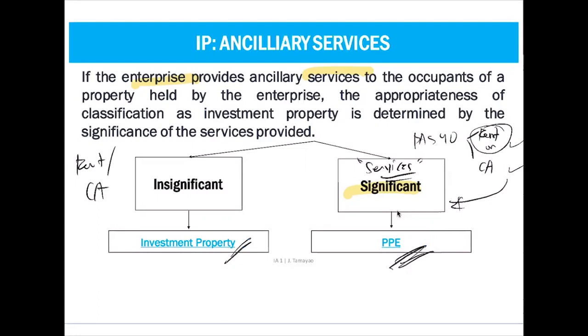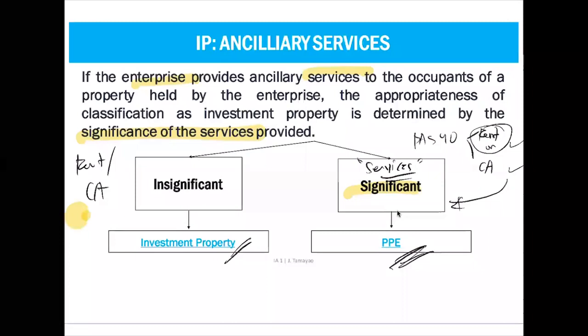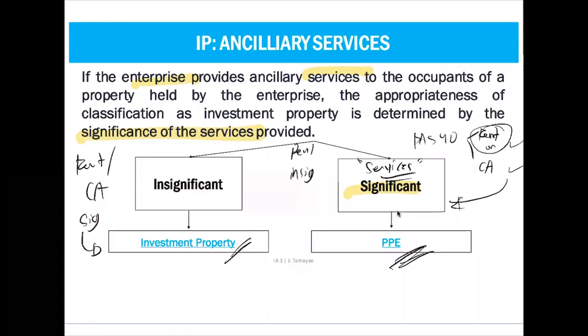Take note, ano yung tinitignan natin na significant dito? Yung significance ng services. So if the services is significant, PPE. If it's significant, investment property. Taken in another context, if ever your rent or capital appreciation is significant, then we will use investment property. But if your rent or capital appreciation is insignificant, PPE.